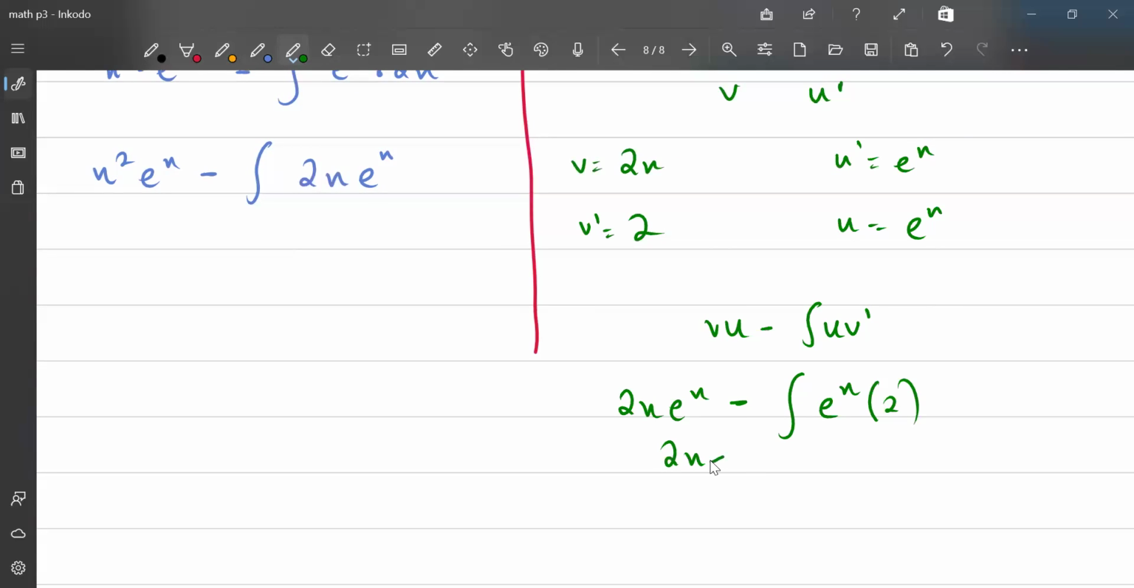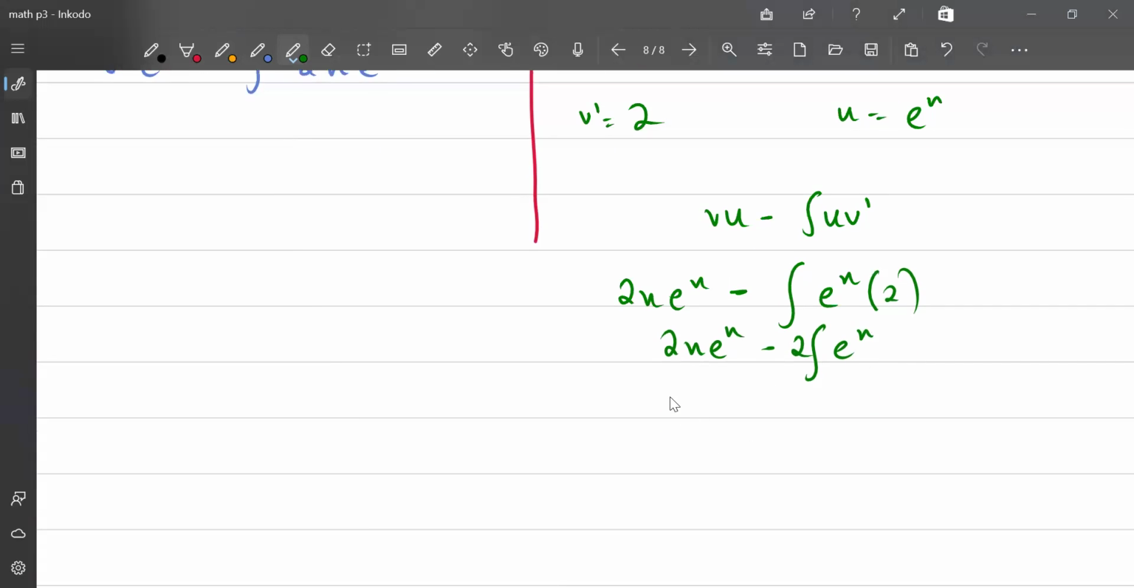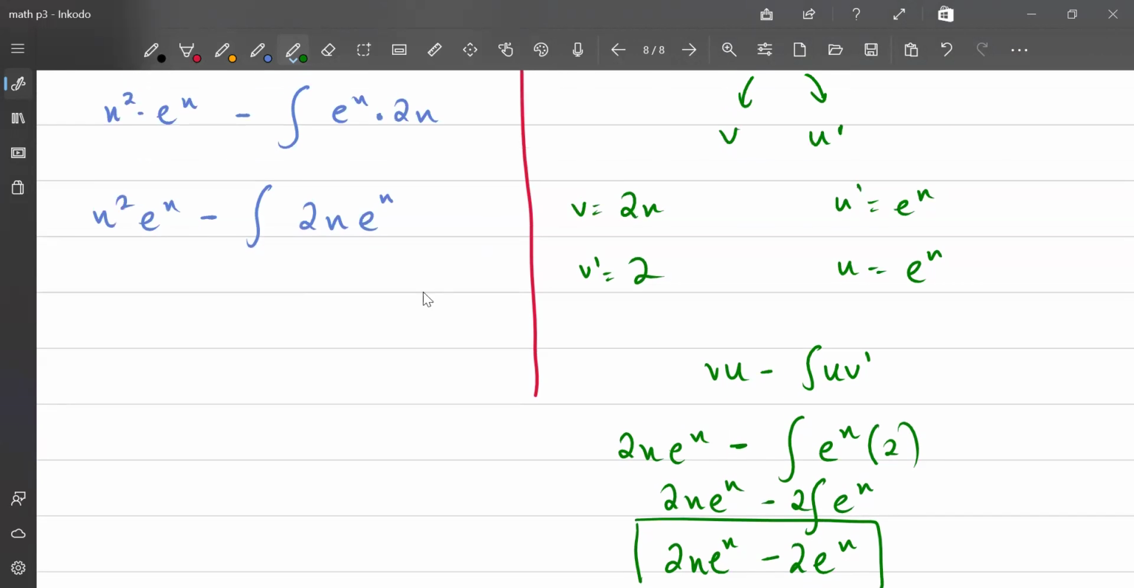So 2x e to the power x minus integral of, we can move the 2 outside, integral of e to the power x. Now we have to integrate this. So the integral of e to the power x is e to the power x. So 2x e to the power x minus 2e to the power x. So what we did, we applied integration by parts again in integration by parts.